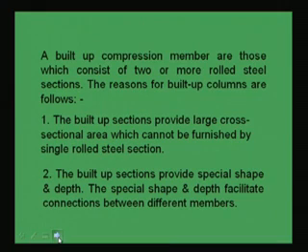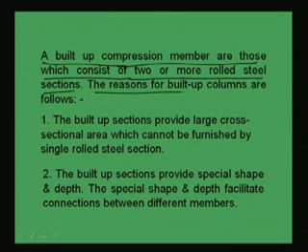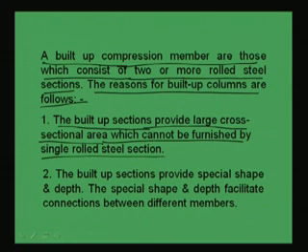Now whatever I was telling, let me summarize here: a built up compression member is one which consists of 2 or more rolled steel sections. The reasons for built up columns are as follows. One by one I am describing here. One is that built up sections provide a large cross sectional area which cannot be furnished by a single rolled steel section. In case of heavy load, a large cross sectional area will be required, which may not be provided by the single rolled steel section available in the market.